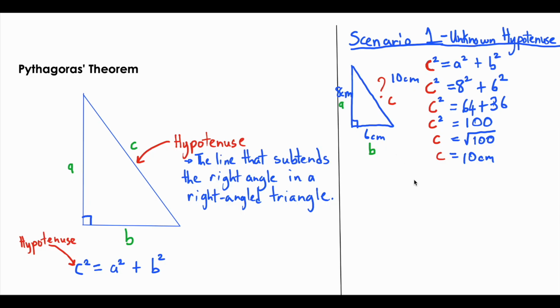The opposite of addition is subtraction. What's the opposite of multiplication? Division. That's correct. So the opposite of squaring is square rooting.